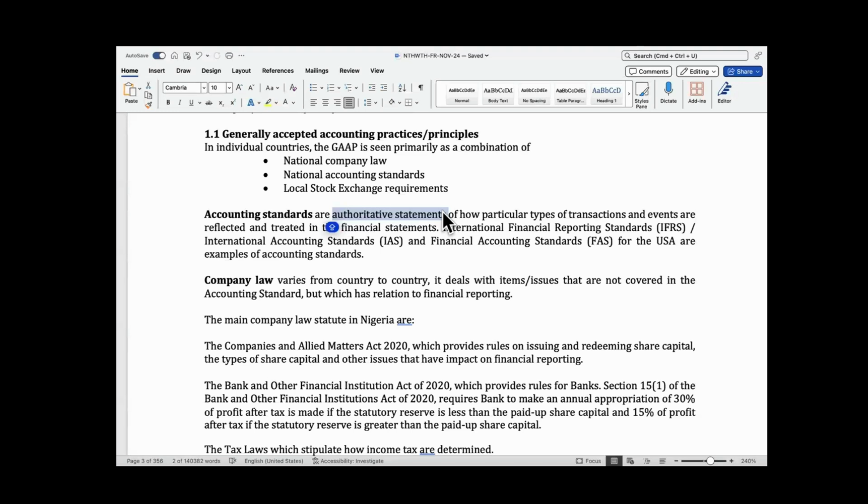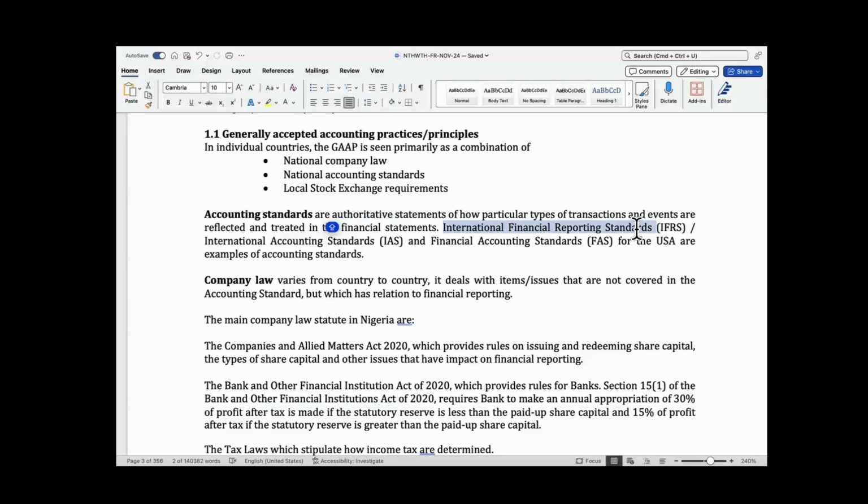So when we start learning, we're going to learn standards on revenue, in a way that whenever a company makes sales, there's an accounting standard that will teach you how you record that in your books. When you buy an asset, let's say a car, there's an accounting standard that will teach you how you record that in your books. So accounting standards are indeed authoritative statements. It's final, right?